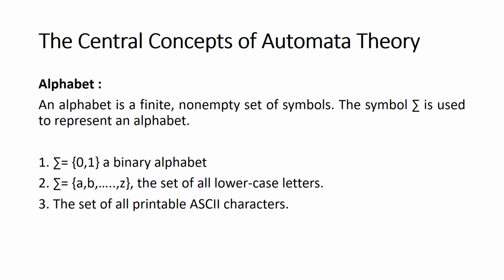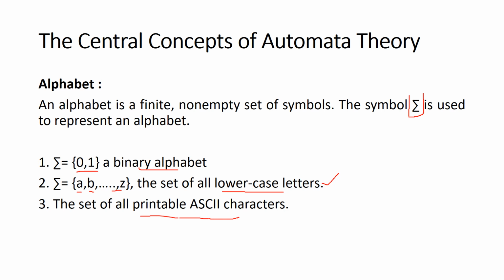Alphabet. An alphabet is a finite non-empty set of symbols. The symbol sigma is used to represent an alphabet. Now let us look at a few examples of alphabet. The set consisting of 0, 1 is a binary alphabet. The set consisting of small a, small b, and so on up to small z is the set of all lowercase letters, and it is the alphabet of the English language. The set of all printable ASCII characters is the alphabet for a few programming languages.